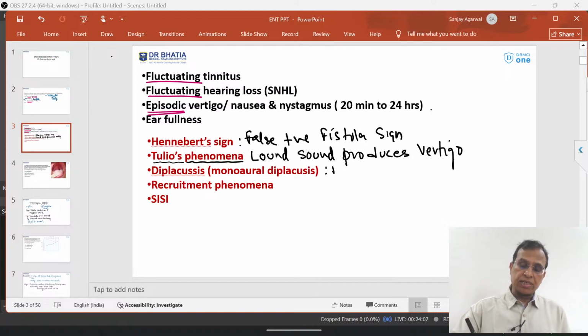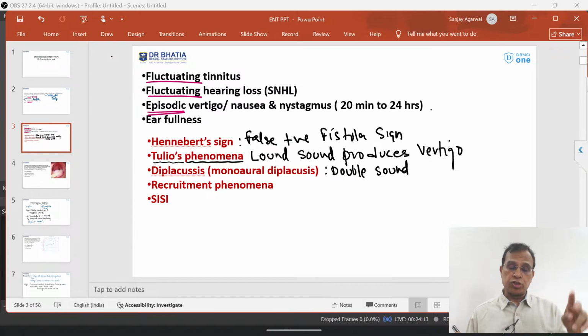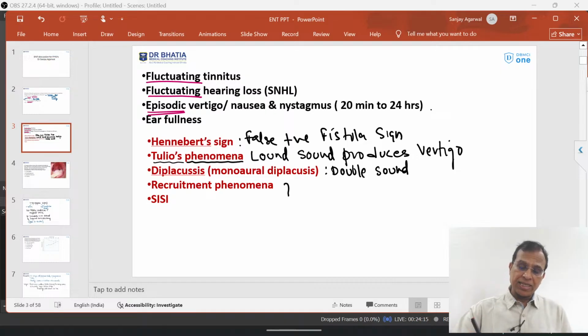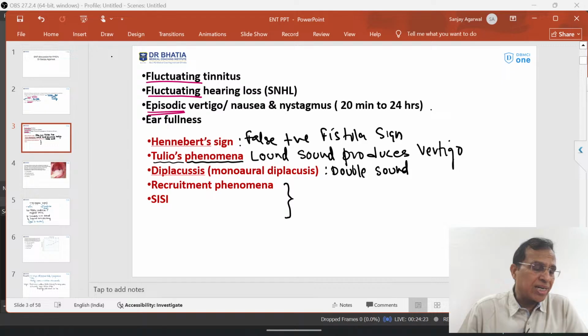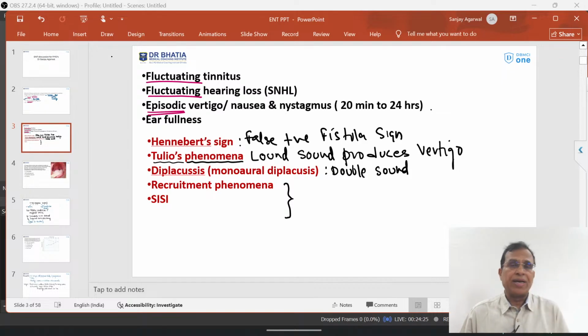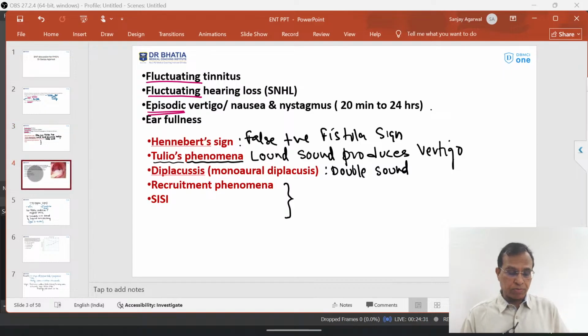Diplacusis, the patient hears double sound. Dipla means double. So every word that you speak, the patient hears 2 times each. So that's diplacusis. And these two are features of Meniere's disease. Just remember them. Okay, so these are some of the other important points about Meniere's disease. And Suvo got it right when he said loud sound produces vertigo. Absolutely correct. Great. And then we'll go to the next question, question number 2.